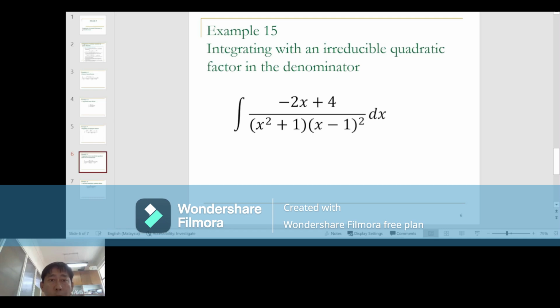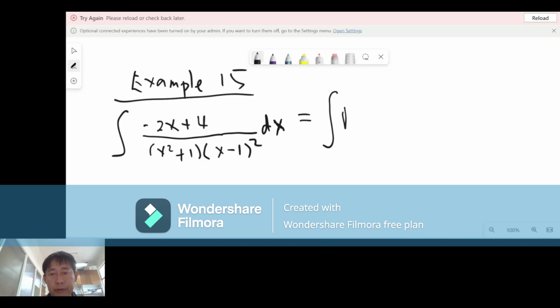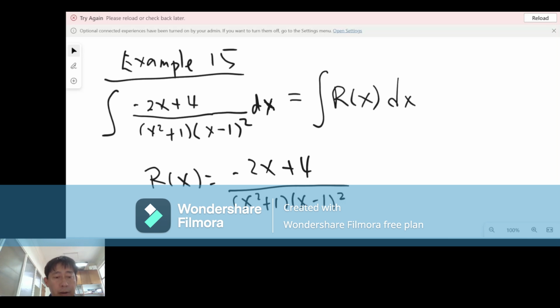In this video, we are going to discuss the integration of a fractional function, which is made up of a denominator containing an irreducible quadratic factor and a repeated linear factor. We first write the integral of the integrand in the form of r, where r is expressed in the form of 2x plus 4 divided by the denominator function, which is comprised of an irreducible quadratic factor and a repeated linear factor x minus 1.